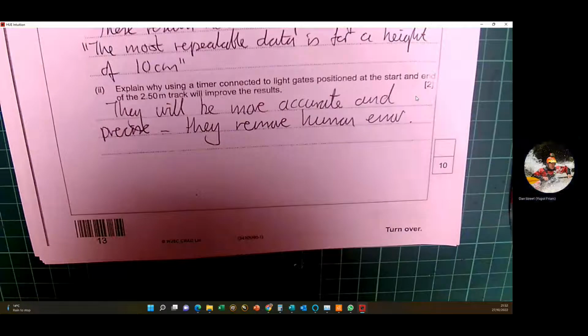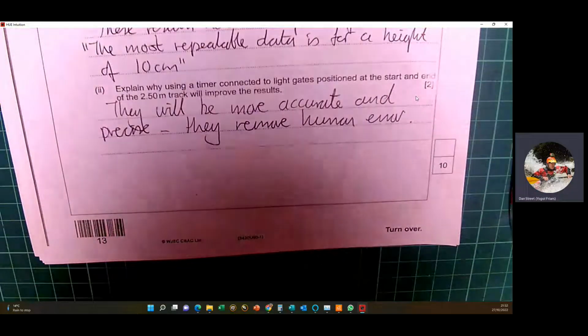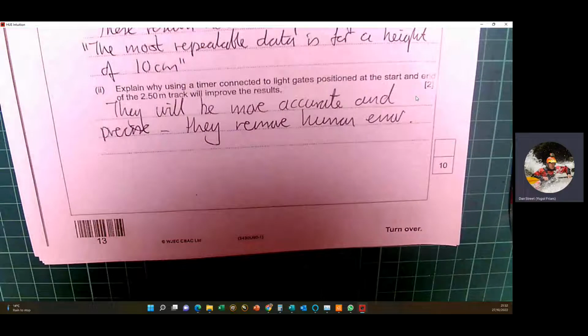Okay, sorry about the interruptions in the middle. My camera's now standing up on its own. Thank you very much.